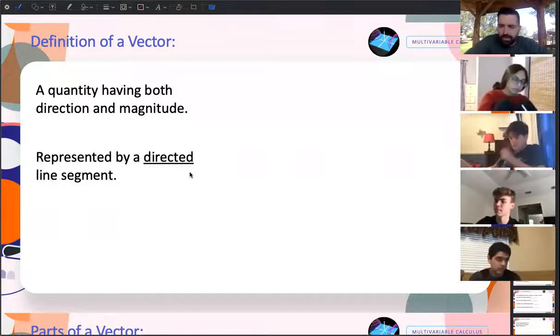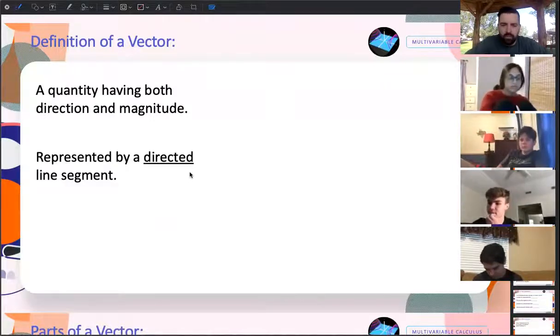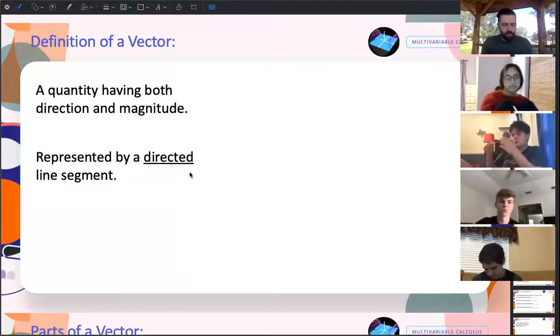Basically when I think of vectors, I think of Despicable Me. If you guys ever saw Despicable Me, I think it was the first one. It might have been the second one. One of the bad guys was named Vector, and he said it has direction and magnitude. Well, that's the definition of a vector: a quantity having direction and magnitude. And so we generally represent it by a directed line segment.